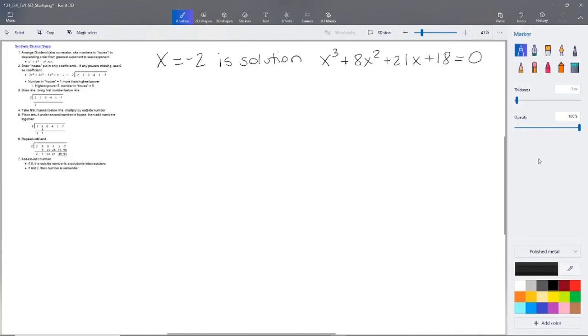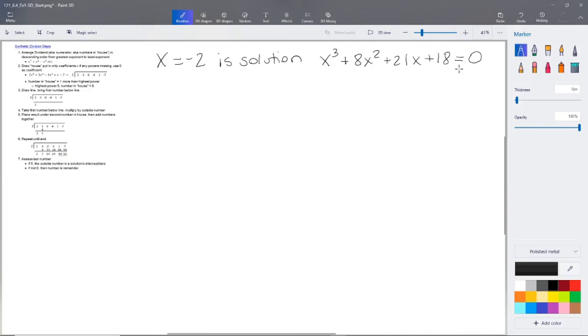All right, and our dividend is already done in descending order. It goes from x cubed to x squared to x to essentially x to the 0, which is what we like to call the constant term, and so that's already done in descending order. And the other thing that they told us is that x equals negative 2 is a solution, meaning that when we first do our synthetic division, we should get a 0 at the end.